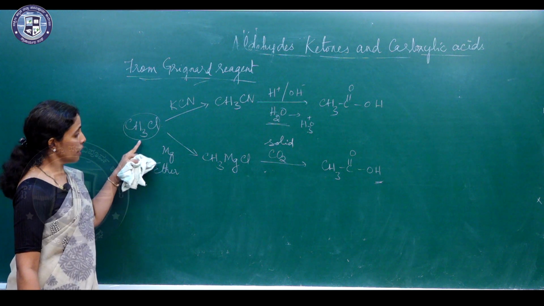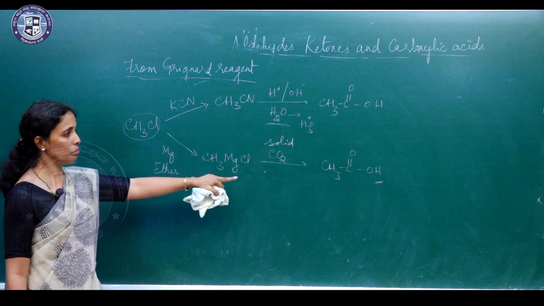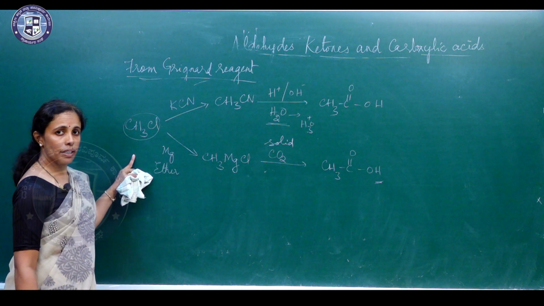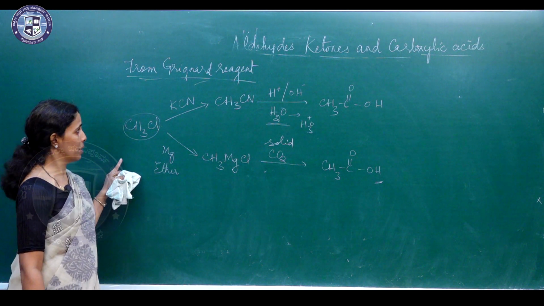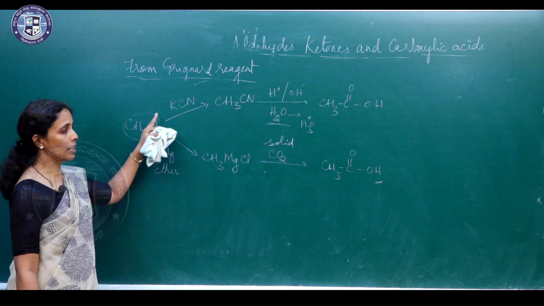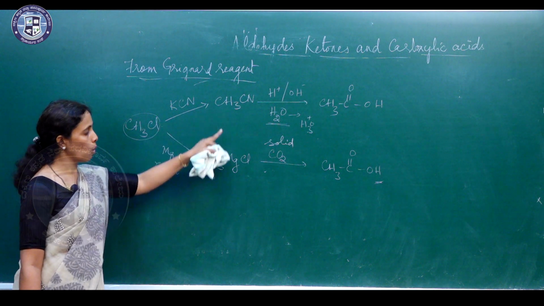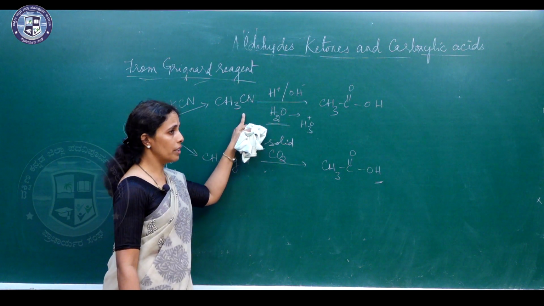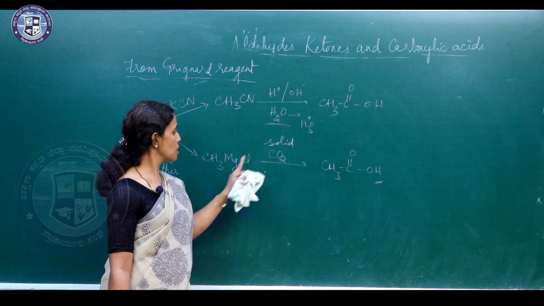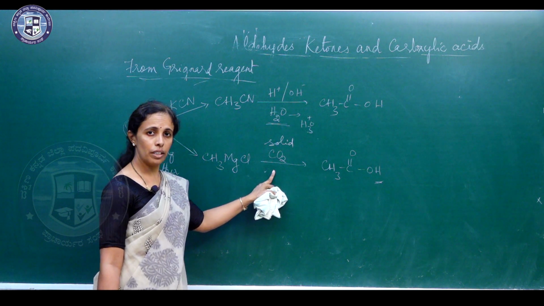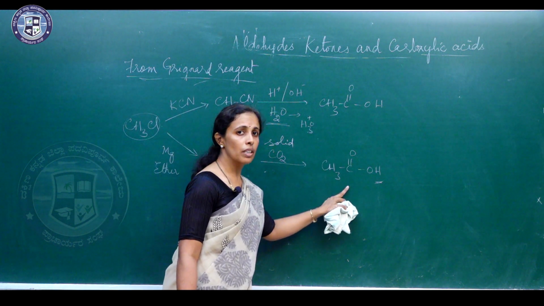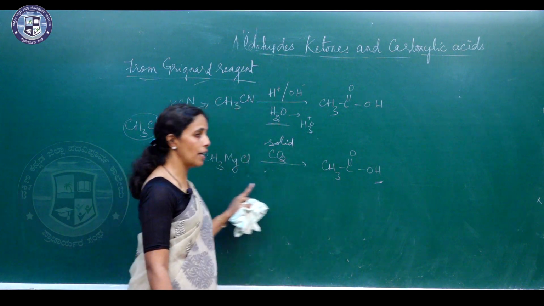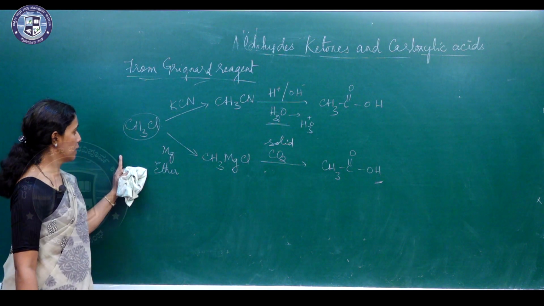So, in case you want a carboxylic acid with a greater number of carbon atoms than the starting alkane, you can go for this method. You can convert haloalkane either to nitrile or to Grignard reagent, and the nitrile is subjected to hydrolysis, while the Grignard reagent you can treat with solid carbon dioxide. So, you get carboxylic acid with one carbon atom more than the haloalkane.